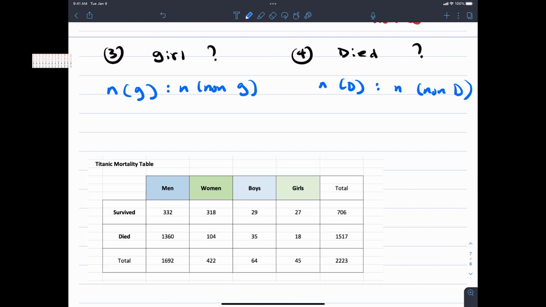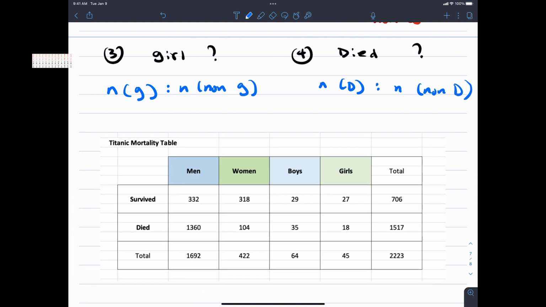Okay, so let's read the table. How many girls are in this table? Okay, and then how many non-girls are in the table? I can do the same thing. 2,223 minus that 45, right? And I'll get 452. Let's get out the TI.